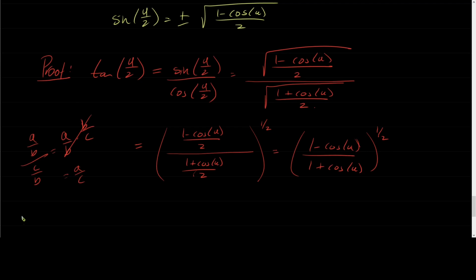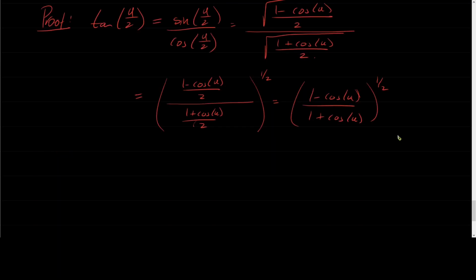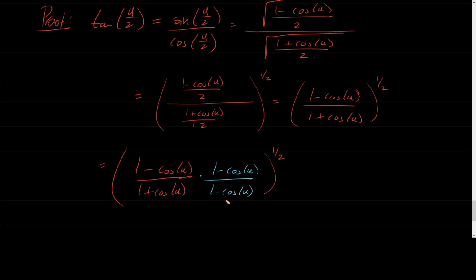Now, let's continue with this over here. What we're going to want to do now is multiply it by 1. But the 1 that we're going to multiply by is going to be very carefully chosen. So first, I'm going to rewrite this: 1 minus cosine of u over 1 plus cosine of u. And I'm going to multiply by 1 inside of the parentheses here, because multiplying by 1, it doesn't matter where you do it, it doesn't change anything. So that 1 is going to be the conjugate of the denominator. So I have 1 minus cosine of u over 1 minus cosine of u.